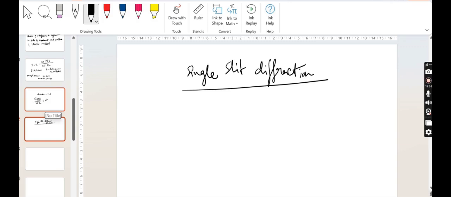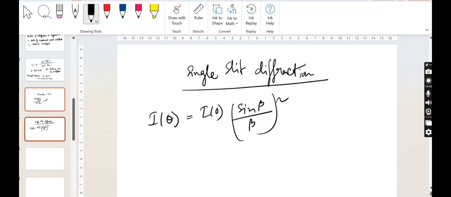So basically for single slit diffraction, I theta is equal to I naught times sine beta by beta, whole square. This is the single slit diffraction intensity relation. Here beta is pi d by lambda sine theta, and d is the distance between them.